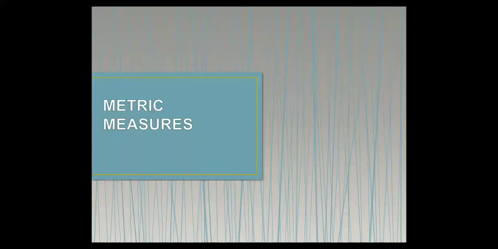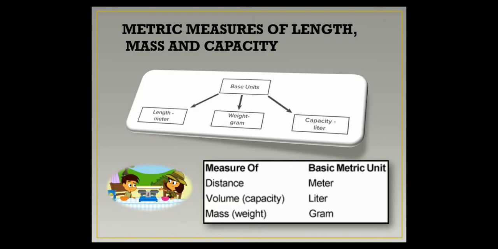Max class. In this video, we are going to learn about metric measures. So the three basic metric measures are length, mass and capacity. When I say length, we measure in meters, weight is measured in grams, and capacity is measured in liters. So in this video, we are going to learn in detail about these metric measures.